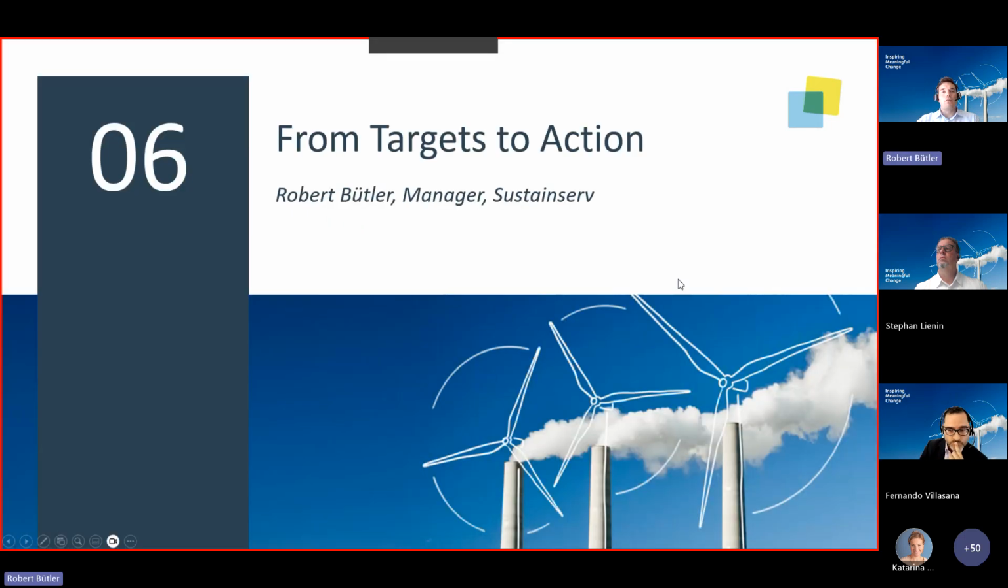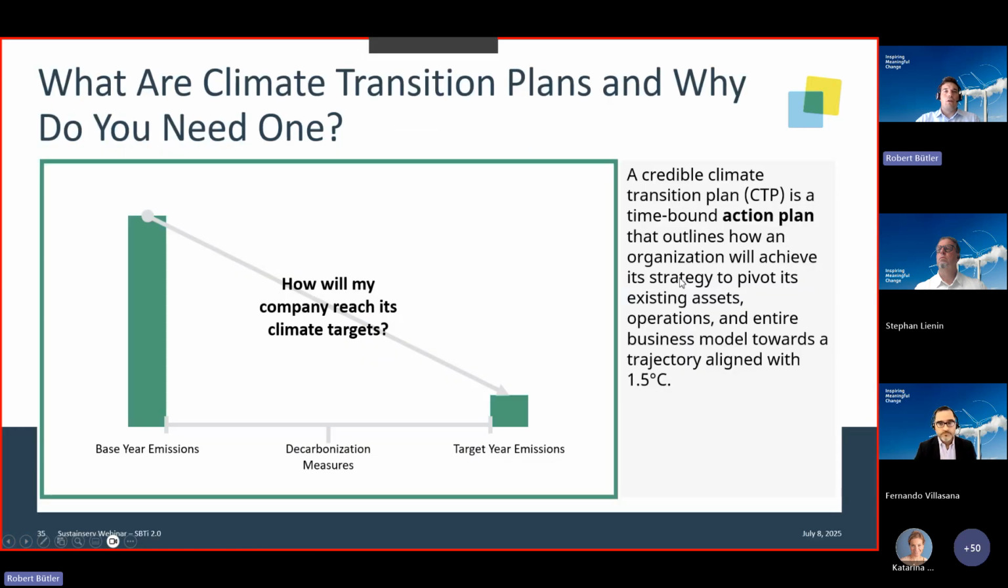Then let's get right to it. Fernando, you mentioned the comprehensive and holistic approach that companies now face. So climate transition plans, in a sense, are there to help exactly exploiting that.